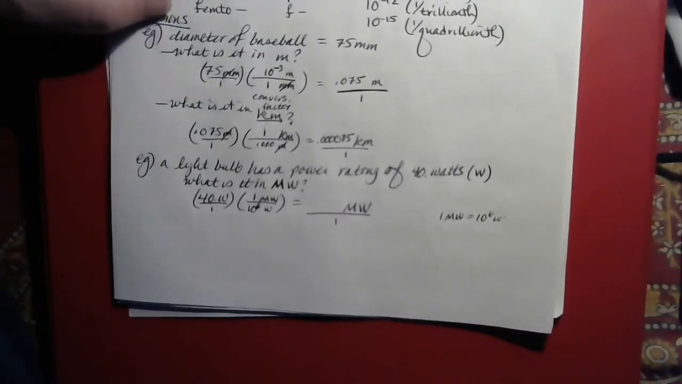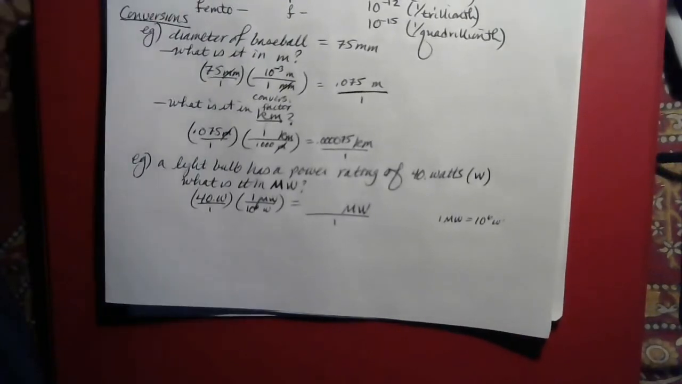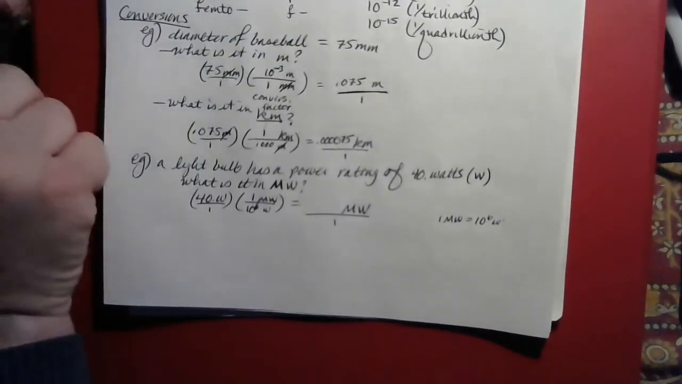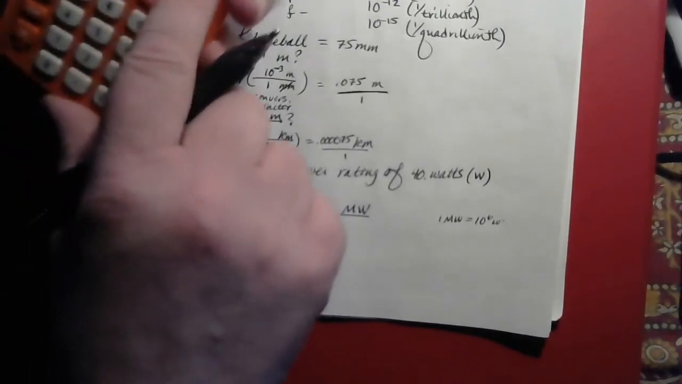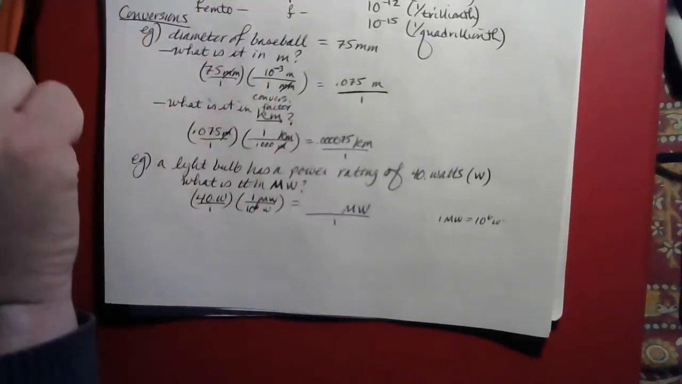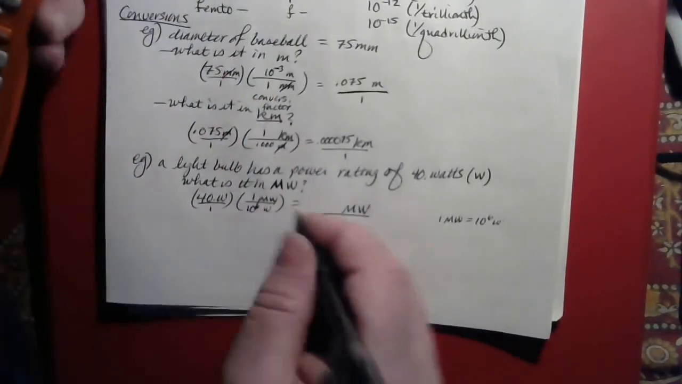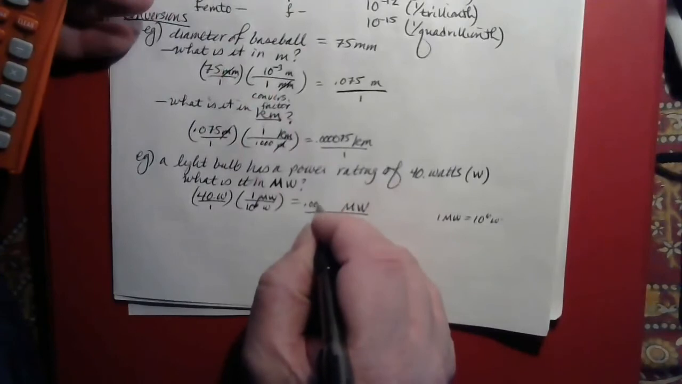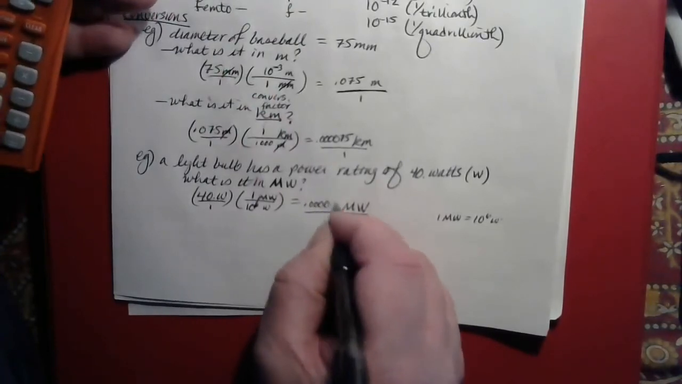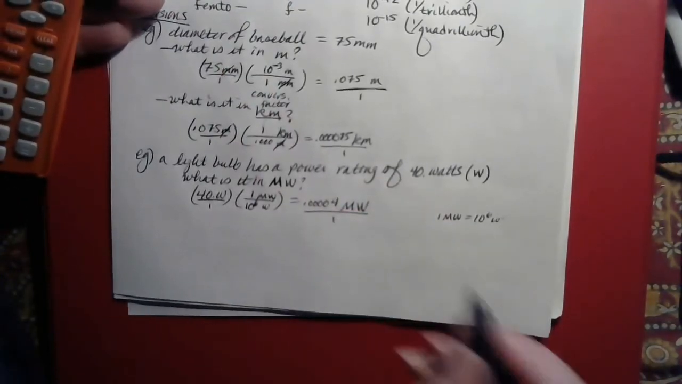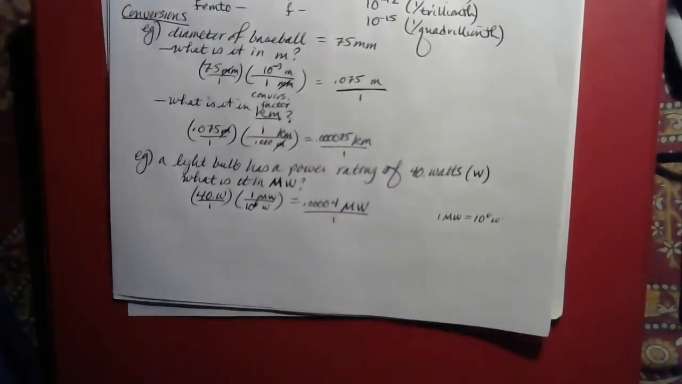Okay, so this is going to be 40 divided by 10 to the 6th. It's going to have a lot of zeros in it, so I'm going to get my old calculator out here. Okay, so that's going to be 0.00004 megawatts, or 4 times 10 to the minus 5 if you want to do it in scientific notation. We'll do scientific notation a little bit later.